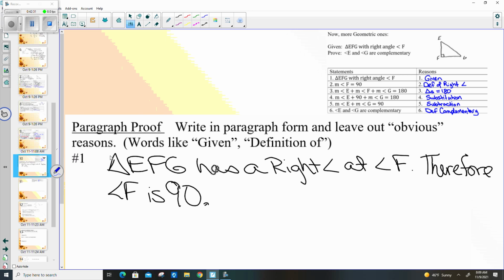Put that statement and reason together in a sentence. Turn to somebody next to you. Tell them what sentence you think it could be. To just take statement 3, E plus F plus G equals 180, and reason triangles equal 180 together into a sentence.